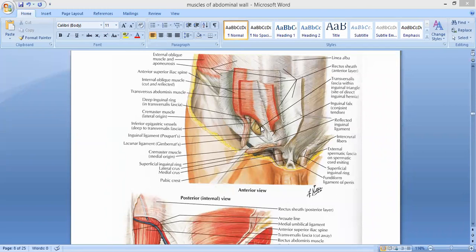Okay, now I have used the term deep inguinal ring. So what is the deep inguinal ring basically? The deep inguinal ring is basically an oval opening here, in the fascia transversalis. Why is this oval opening not in the transversus abdominis, in the aponeurosis of transversus abdominis?